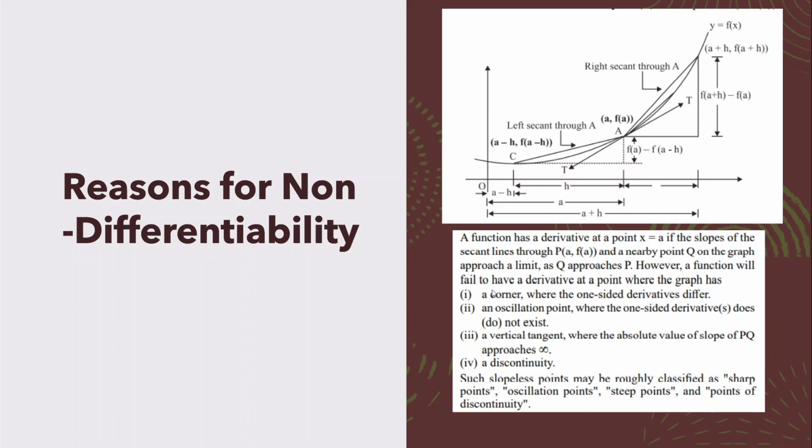However, a function will fail to have a derivative at a point where the graph has first, a corner where the one-sided derivatives differ; second, an oscillation point where the one-sided derivatives do not exist; third, a vertical tangent where the absolute value of the slope PQ approaches infinity; and fourth, a discontinuity. Such slopeless points may be roughly classified as sharp points, oscillation points, steep points, and points of discontinuity.